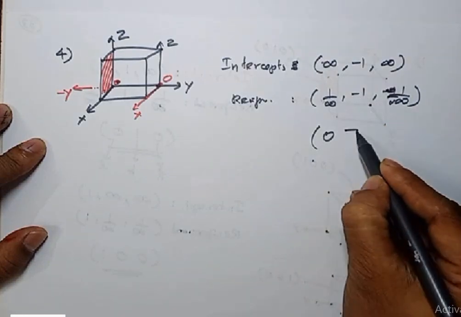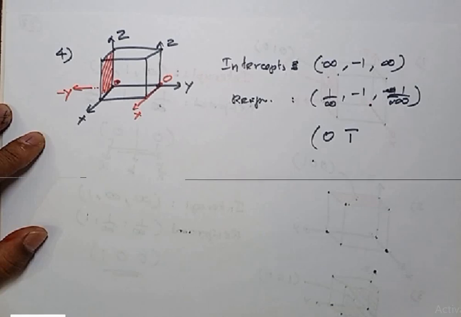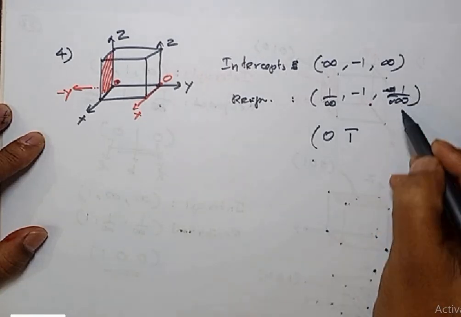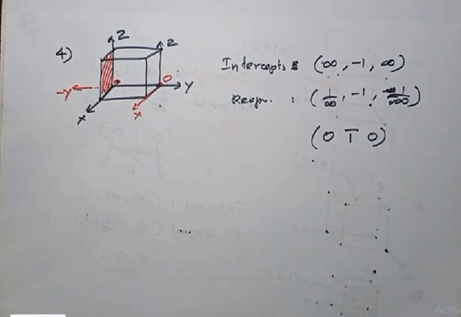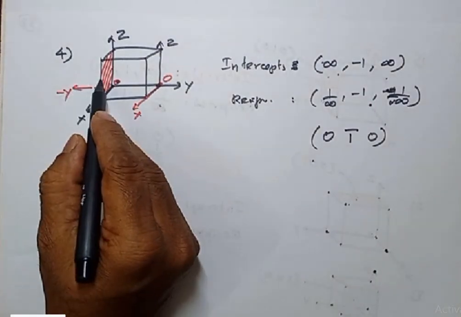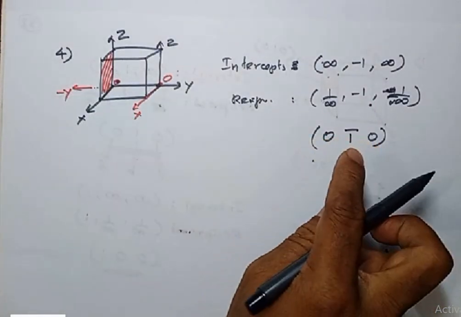-1 should be written as bar 1. Sir, observe carefully. -1 should be written as bar 1 and 1 by infinity is 0. Take note. This is the Miller indices for this plane: 0, bar 1, 0.